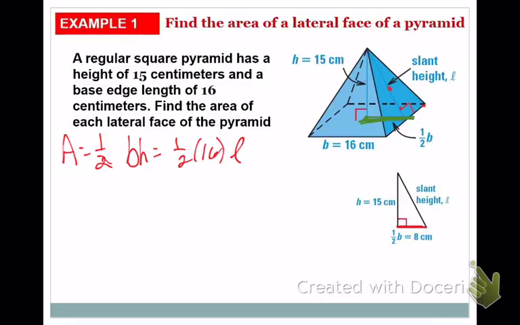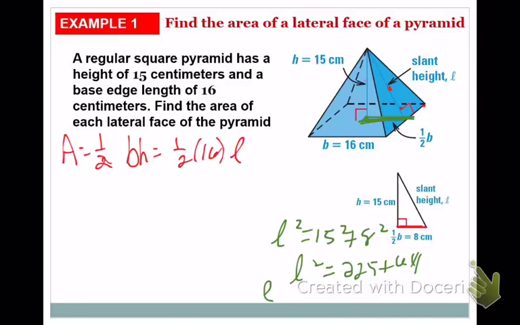So now we can do the Pythagorean theorem to find that slant height. The slant height is the hypotenuse. So we get 15 squared plus 8 squared. So this is going to be 225 plus 64. So L squared is going to be equal to 289. And then we square root. You can't see that over there, but L is going to be 17. So now we know the slant height is 17.